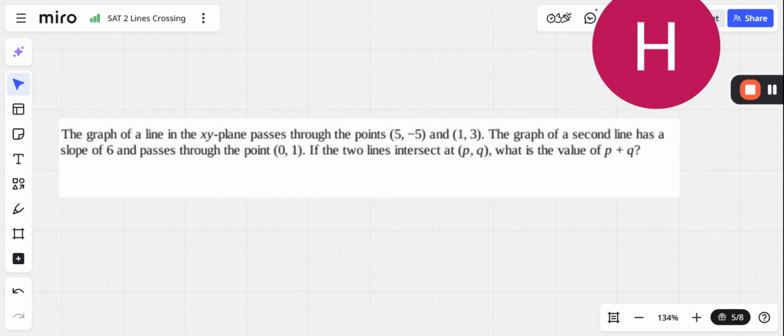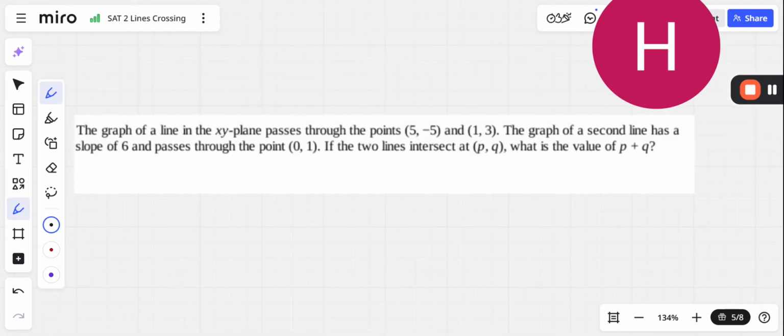This is math from the void. Math coming at you pretty much out of nowhere. And today we have an SAT quick math problem involving two lines. It mentions the graph of these lines, but you don't have to graph the lines if you don't want to.